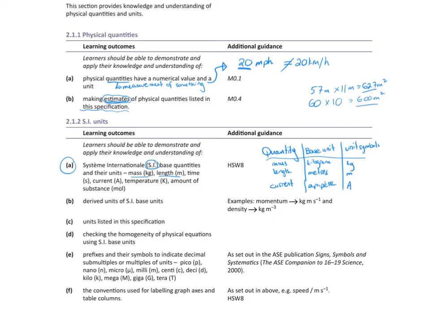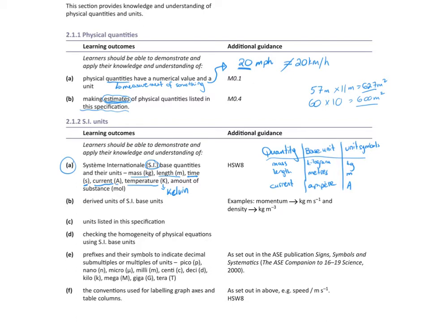We have time as well. Time is measured in seconds, which is lowercase s. This is not named after a person. I already mentioned current. Temperature is measured in Kelvin. It's named after a person, so it has to be capital K. And the amount of a substance is known as moles, or in a shorter version, mol, lowercase because it's not named after a person.